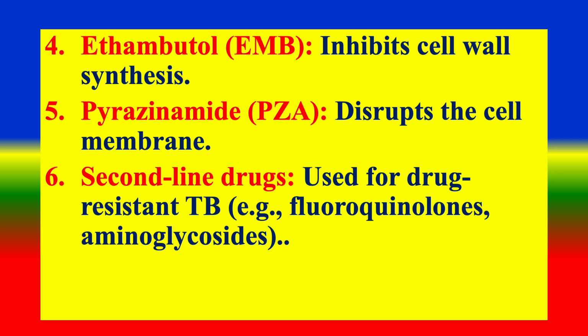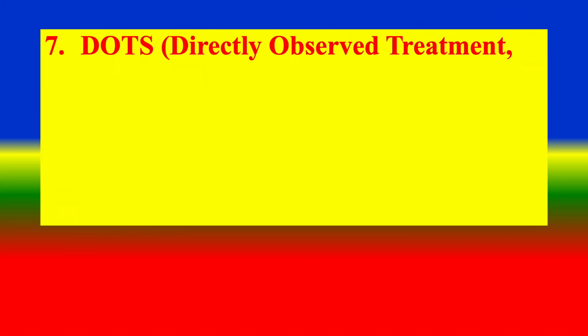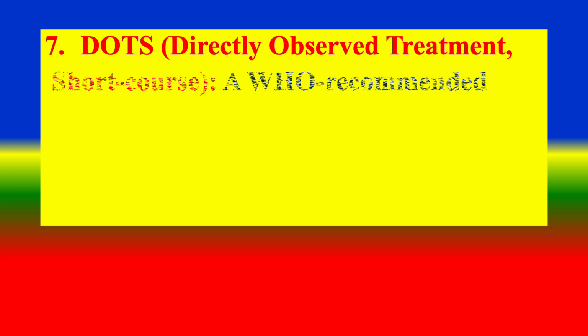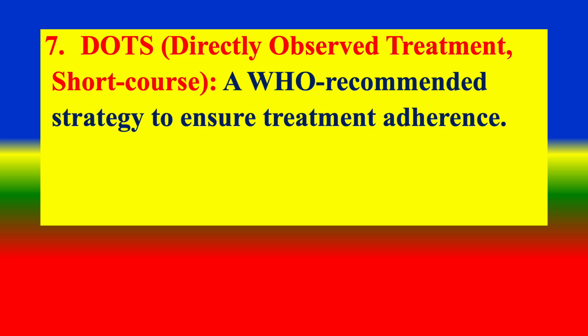6. Second-line drugs used for drug-resistant TB. Examples: fluoroquinolones, aminoglycosides. 7. DOTS, directly observed treatment, short course: a World Health Organization recommended strategy to ensure treatment adherence.